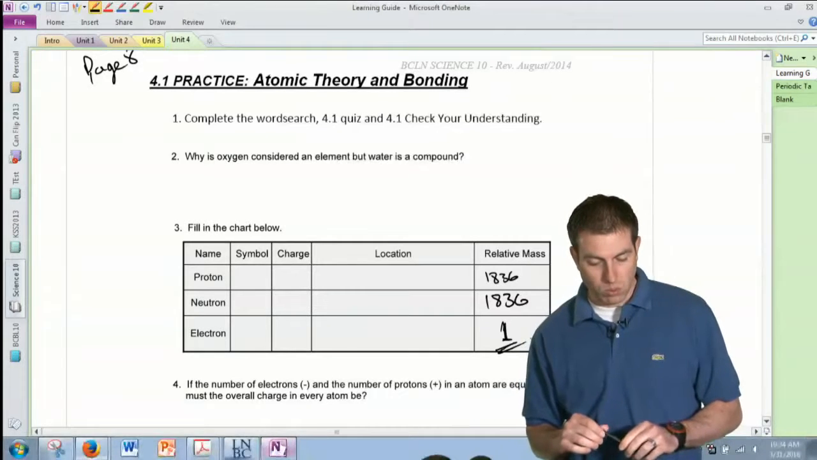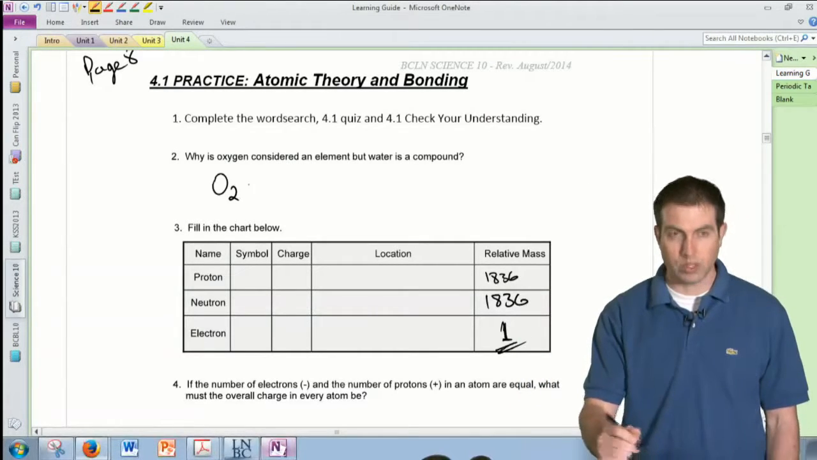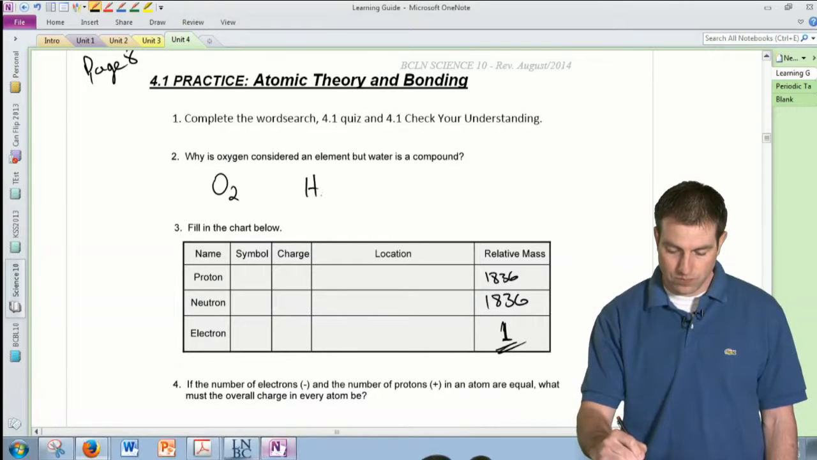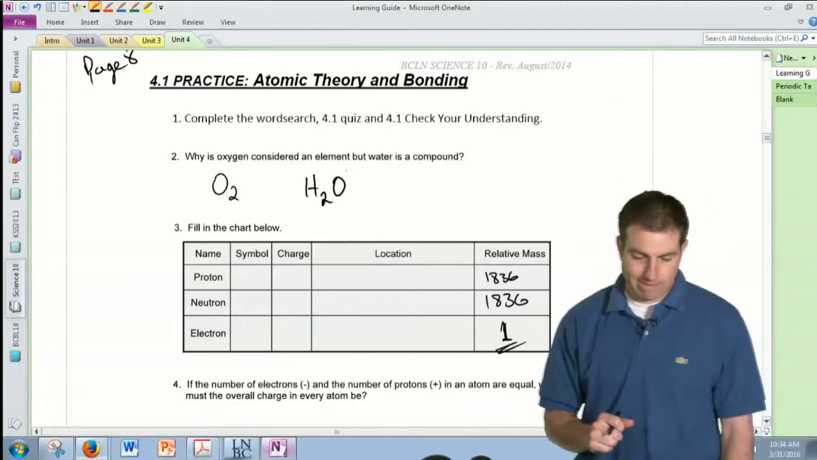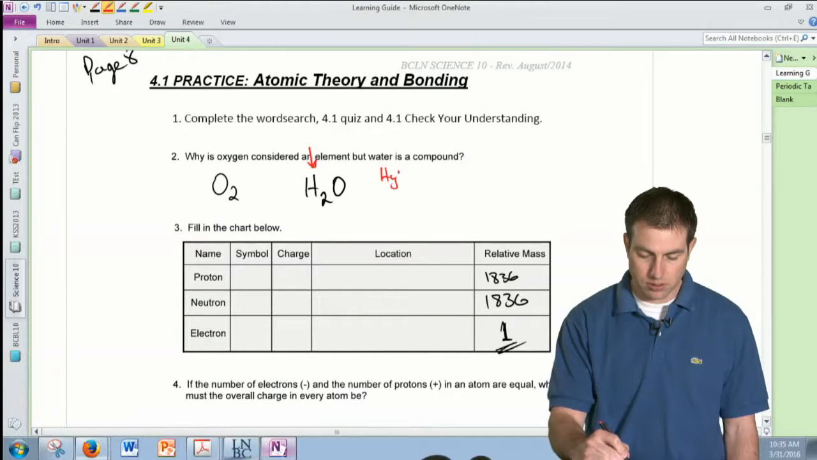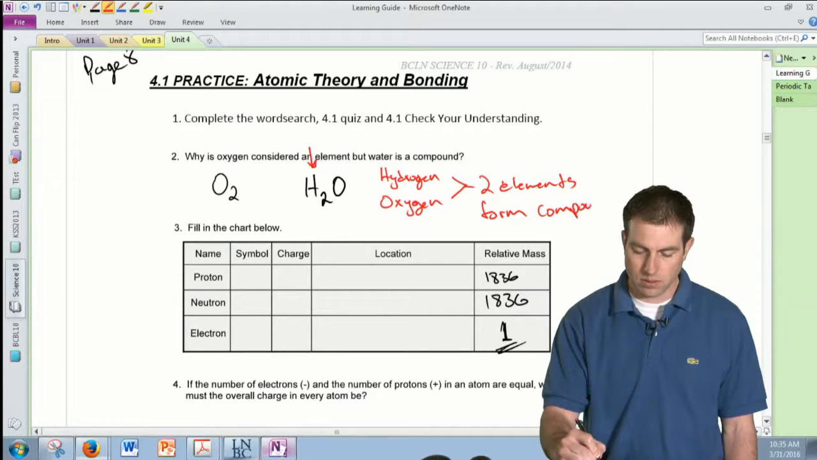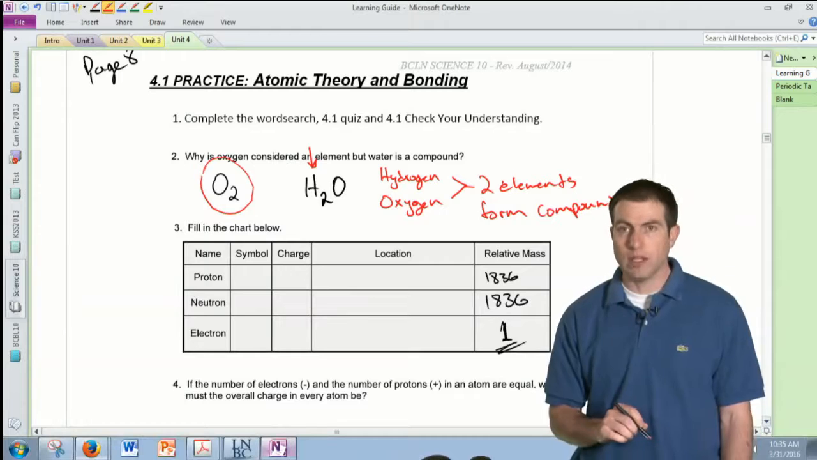Why is oxygen considered an element but water is a compound? It's an interesting question. So oxygen is just O2 when it's by itself, and water is H2O. So what's the difference between O2 and H2O? No worries, Abby. I'll get to them in a second. So in H2O, or water, you have 2 elements together. Water has hydrogen as well as oxygen. So we have 2 elements that form compounds, whereas oxygen on its own is just 1 element. So hopefully that helps you out a little bit, Taylor, and everyone else.